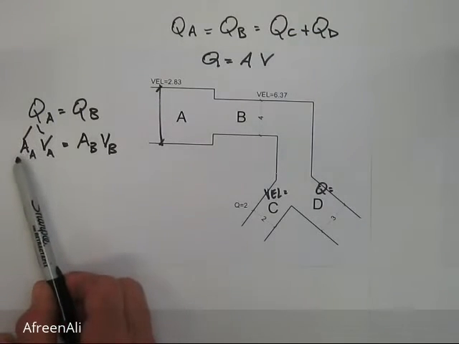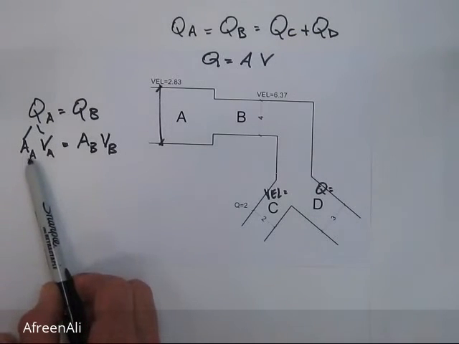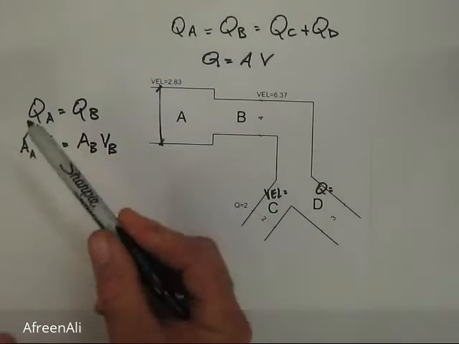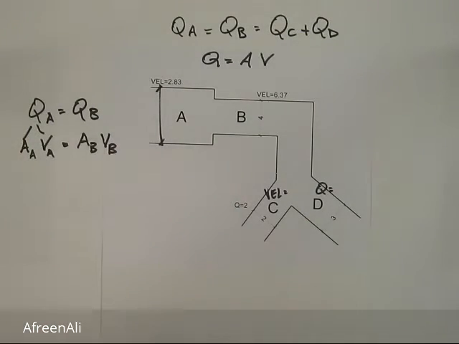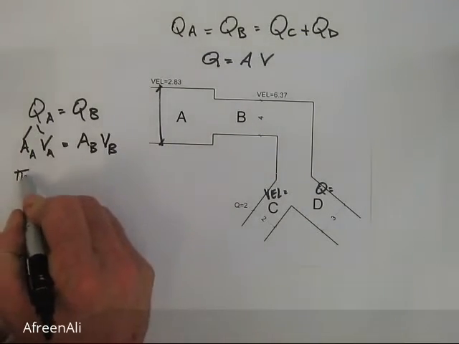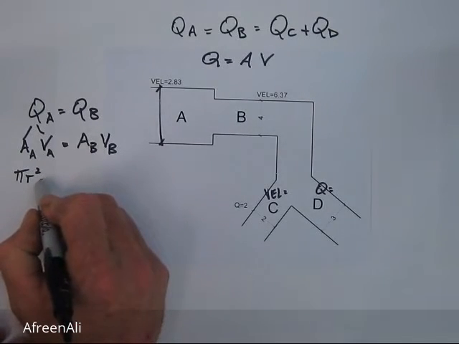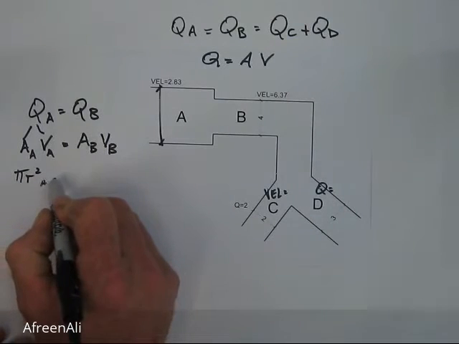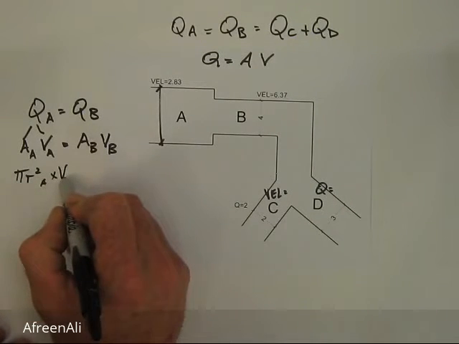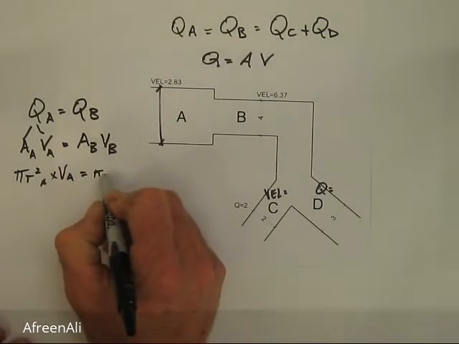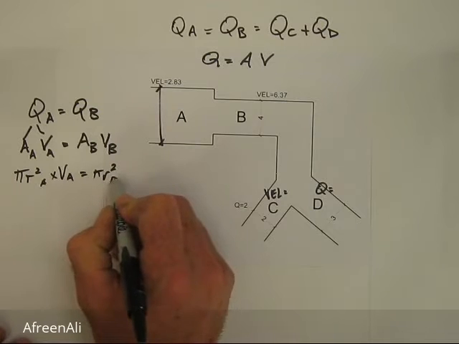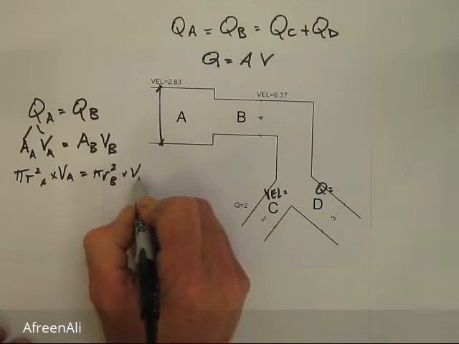So remember, we're looking for the diameter at A. We're asking to find the area at A, so we need to substitute again. The area at A is pi r squared, because it's a circular pipe. So that's pi r squared at A times the velocity at A equals the area at B, pi r squared B, times the velocity at B.